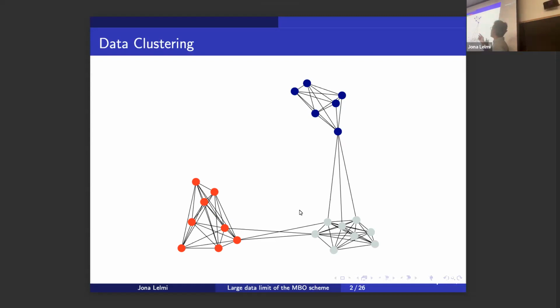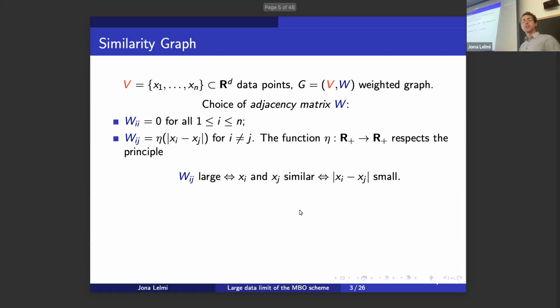And you can also put weights on these edges. So the closer the points are, the higher the weight should be. Okay, and then the idea is to use this geometric structure to try to detect the underlying geometry of the data set. So more precisely, in graph-based learning, one considers the similarity graph.